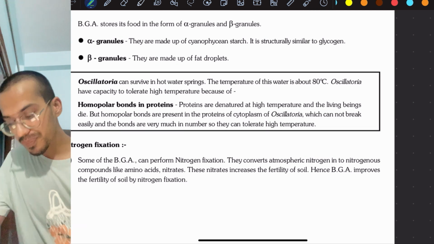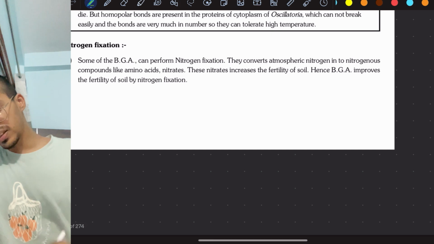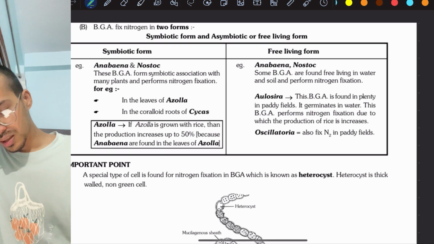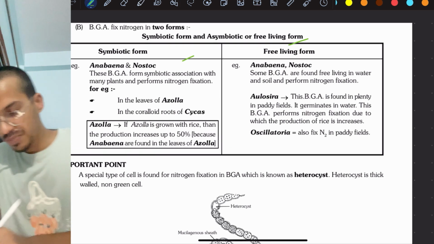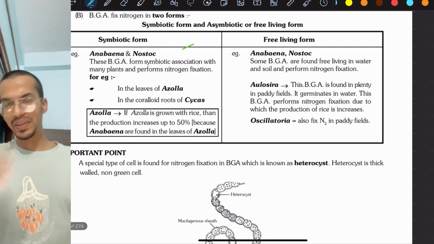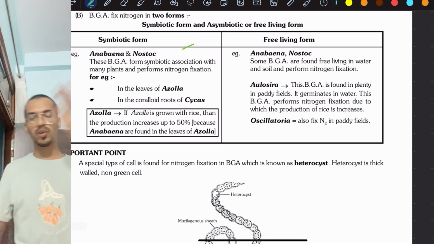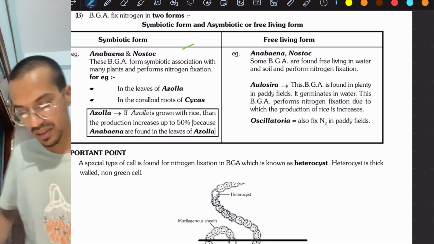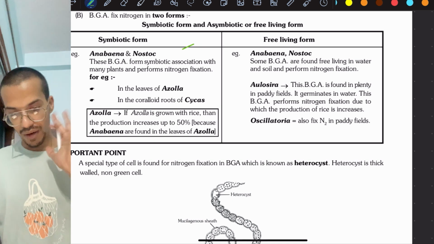Then there is nitrogen fixation. This thing is understood. Symbiotic and all this I have explained to you before, that blue green algae could be in symbiotic form or free living form. Examples have been given to you, which you just have to remember.